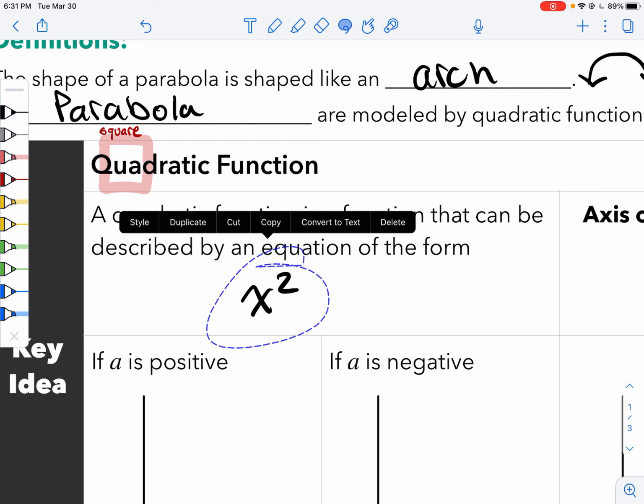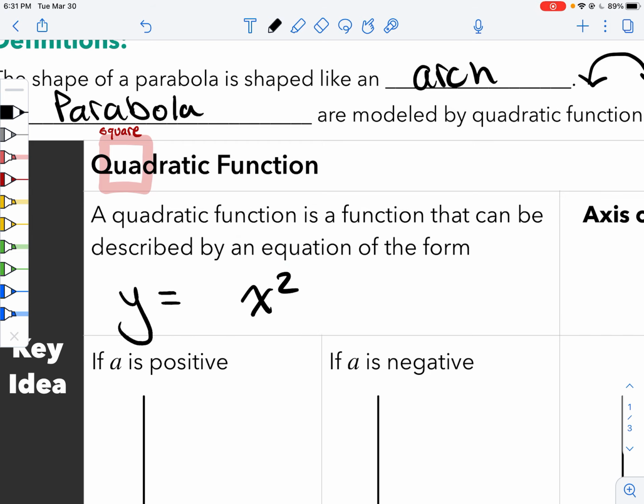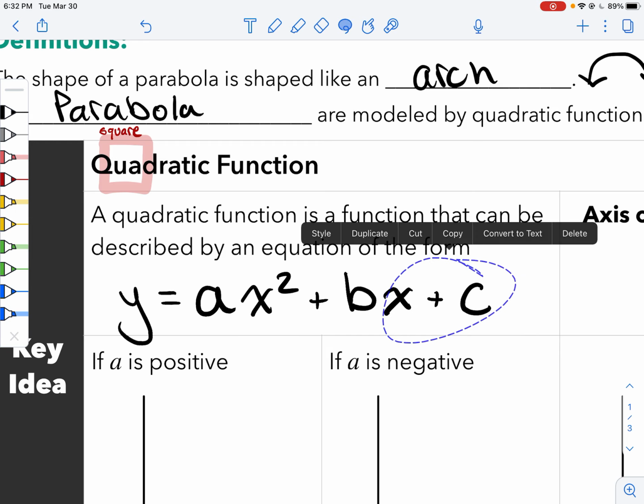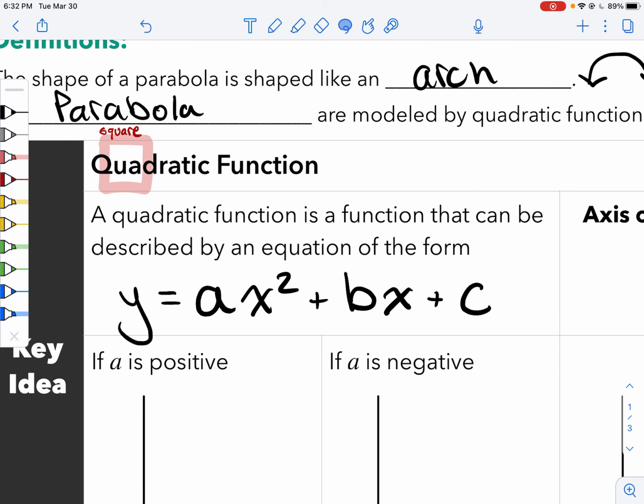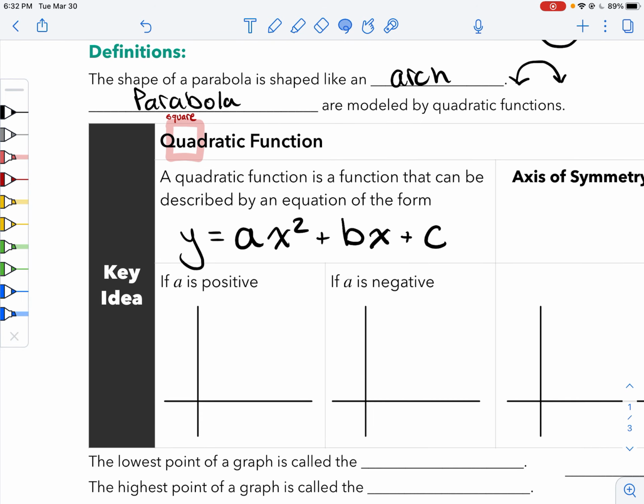A quadratic function looks like y equals x squared plus x plus any number. We'll say that constant is c. And we're also allowed to have numbers out in front of our x squared and our x, so we'll say any number a times x squared plus any number b times x plus some number c. So if you have ax squared plus bx plus c, that is a quadratic function.